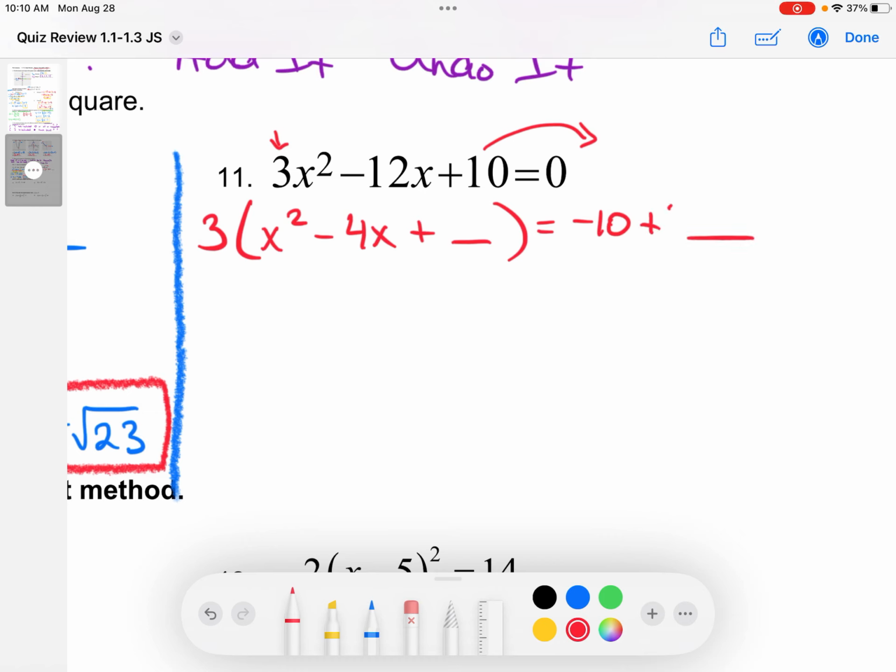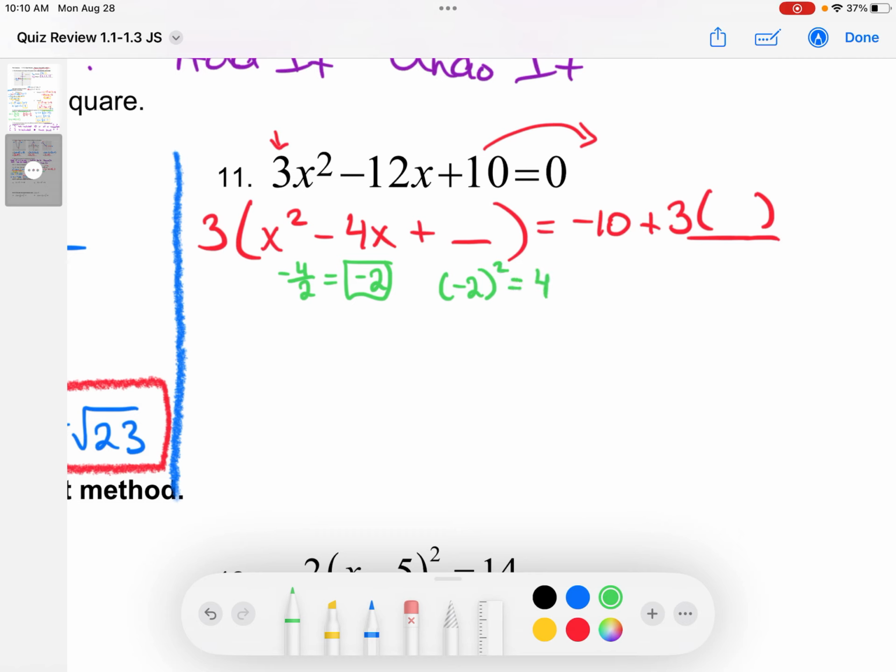Our blank on the left side has a 3 on the outside of it. So our blank on the right side needs to be multiplied by 3 on the outside of it. So now we have x squared plus bx, the 4 being that b. So we take negative 4, half it. It gives us negative 2. We put a box around it. Then we square that negative 2 to get us 4. We did half it, box it, square it right there.